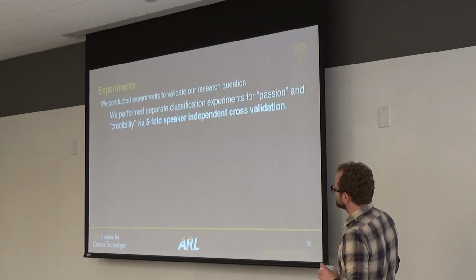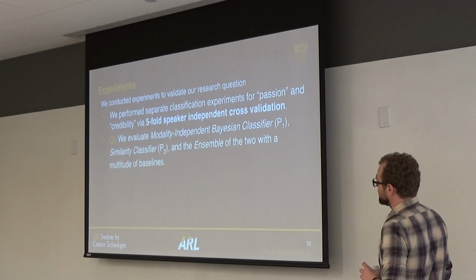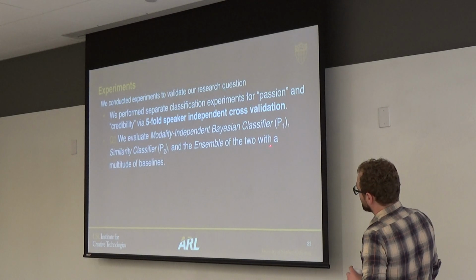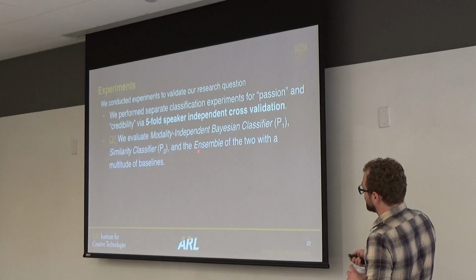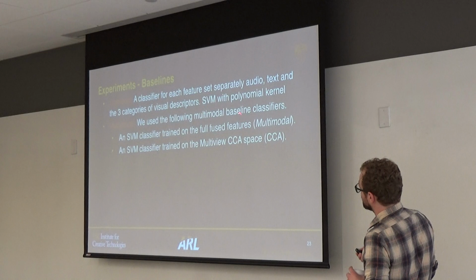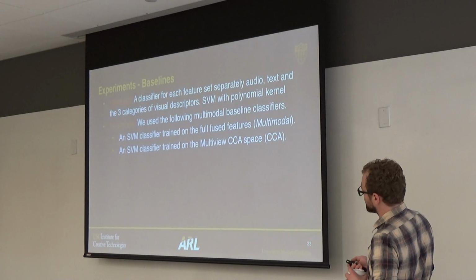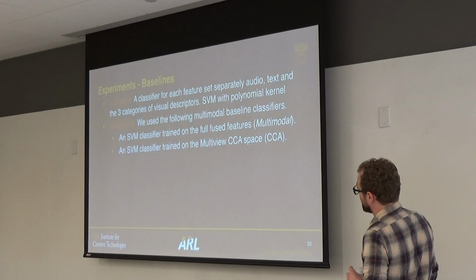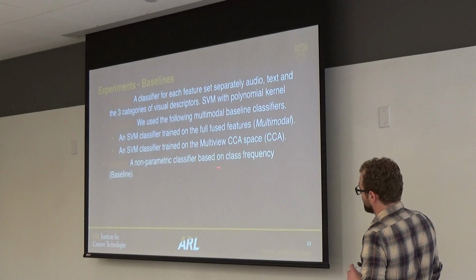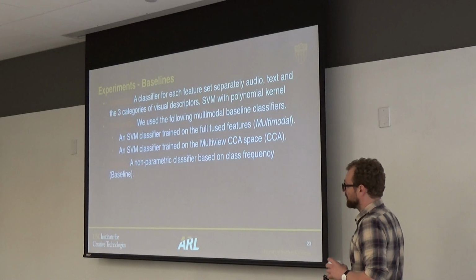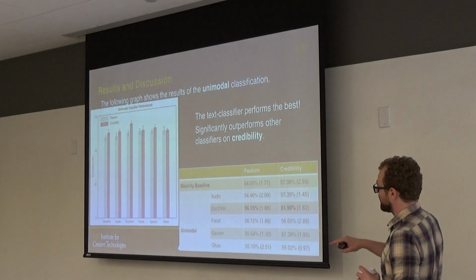For the experiments, we did 5-fold cross-validation for both. We evaluate modality-dependent Bayesian classifiers, P1 and P2, as well as the ensembles. And we have some baselines. We use support vector machines with polynomial kernels and some multimodal support vector machines as well. And then we also have a majority baseline as a rough baseline.